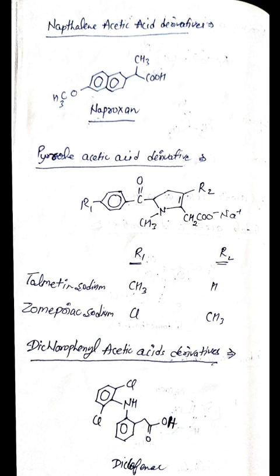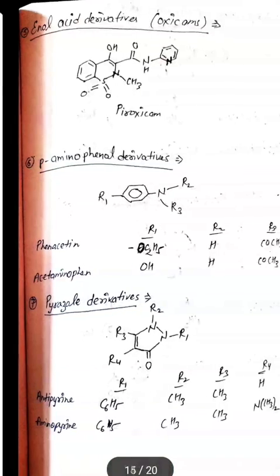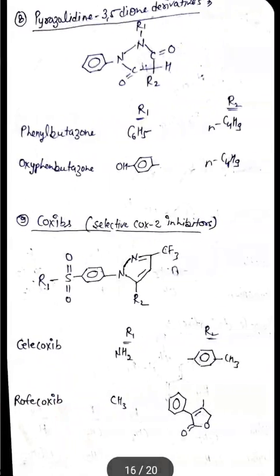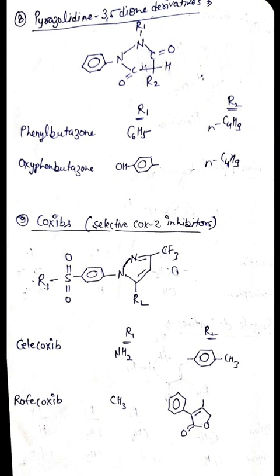The next category is dichlorophenyl acetic acid derivatives, in which we have diclofenac, which is a widely used analgesic agent. The next category in the NSAID class is oxicams, or enol acid derivatives, in which we have piroxicam. Then we have para-aminophenol derivatives, in which we have phenacetin and acetaminophen, which is commonly known as paracetamol. Then we have pyrazole derivatives, in which we have antipyrine and aminopyrine. The next category is pyrazolidine 3,5-dione derivatives, in which we have phenylbutazone and oxyphenbutazone.